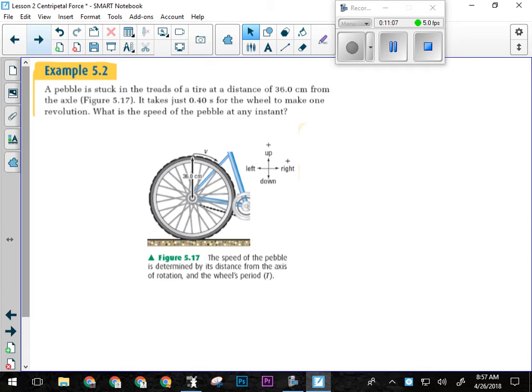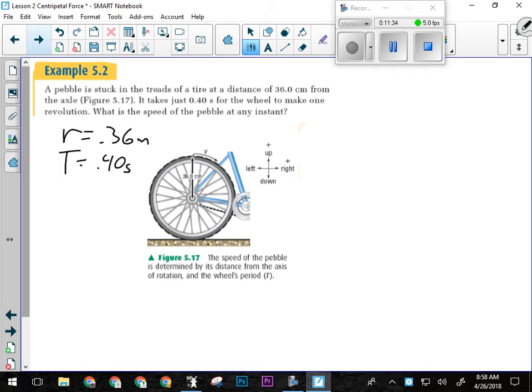We talked about this example a little bit the other day as well. If I had a pebble that was stuck in the treads of a tire and it was 36 centimeters from the axle, so they give me the radius, it takes 0.4 seconds for the wheel to make 1 complete revolution. What's the speed of the pebble at any one instance? So they gave me R, 0.36 meters, and they gave me the period, 0.40 seconds.